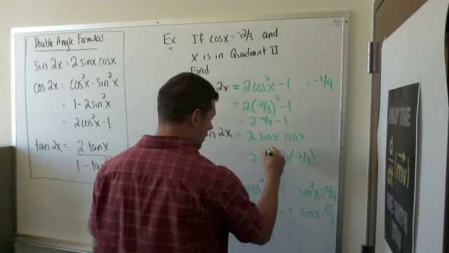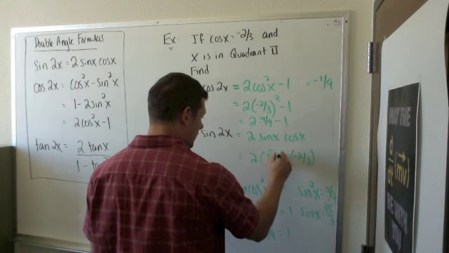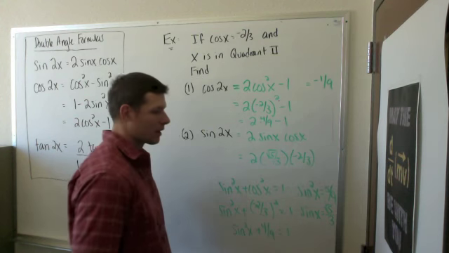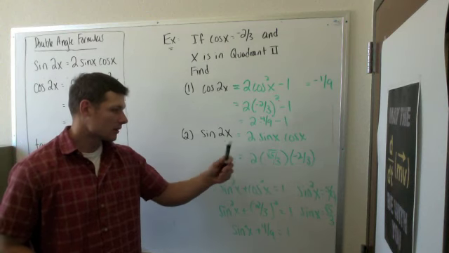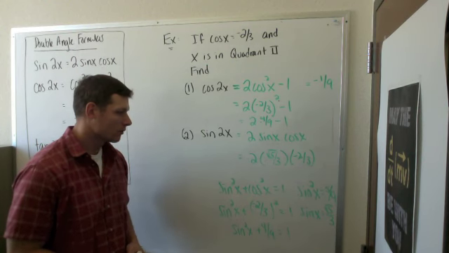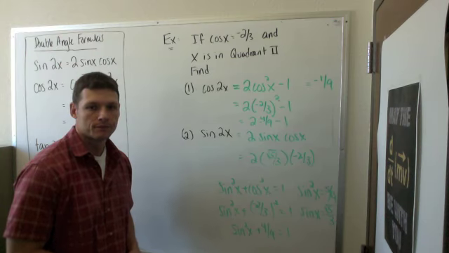So I'll have here square root of 5 over 3, and then we multiply that out. What we'll do is multiply this out, and then you get negative 4 root 5 over 9.